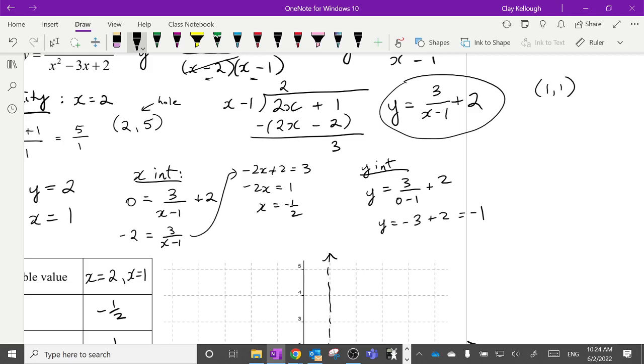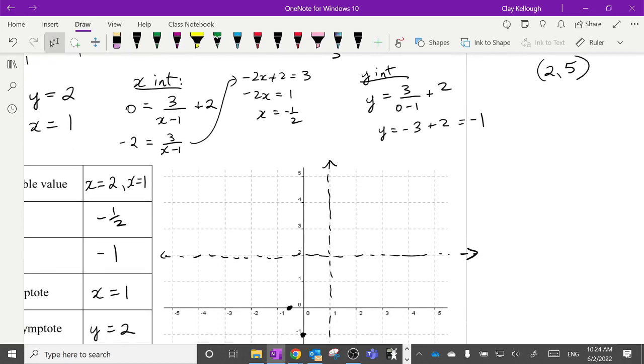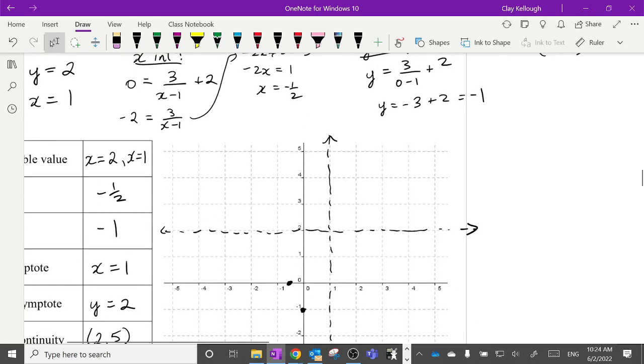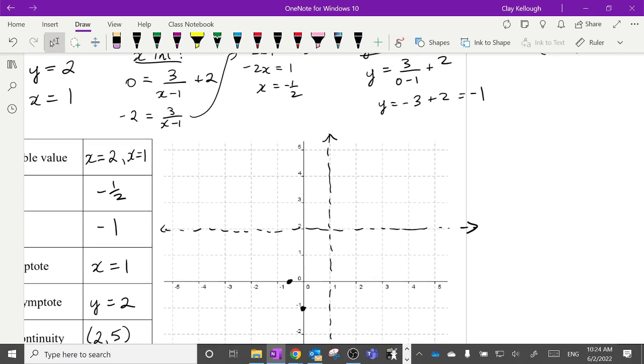So where does the point (1, 1) end up? What are the three things happening to (1, 1)? What does this 3 do? It times the y values by 3. What does this 1 do? Moves us 1 unit to the right. What does this 2 do? Moves us 2 units up. (2, 5). Oh, wait a minute. (2, 5) is my hole. I already knew that point. (2, 5) is the hole. Oh, well. So it goes. I could draw that better. I want to center that right on there.